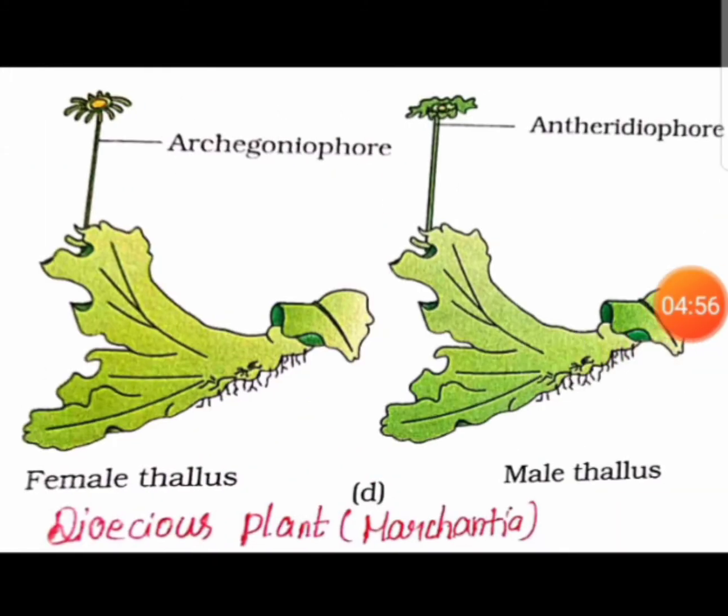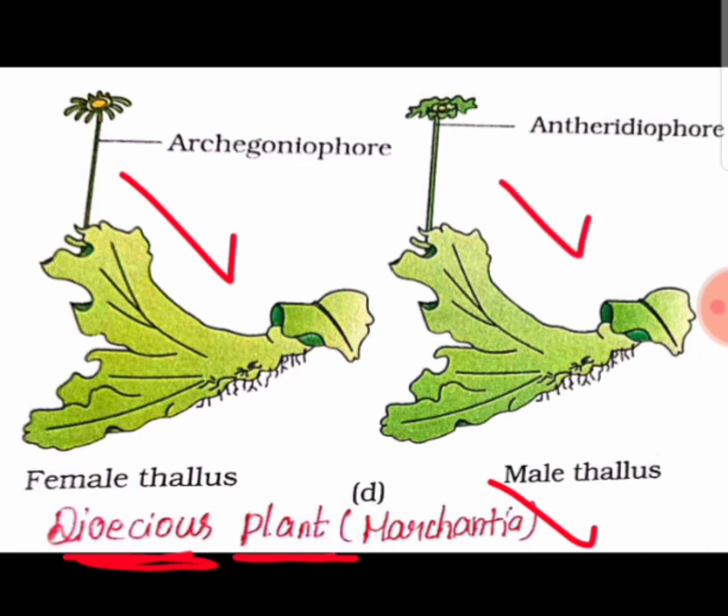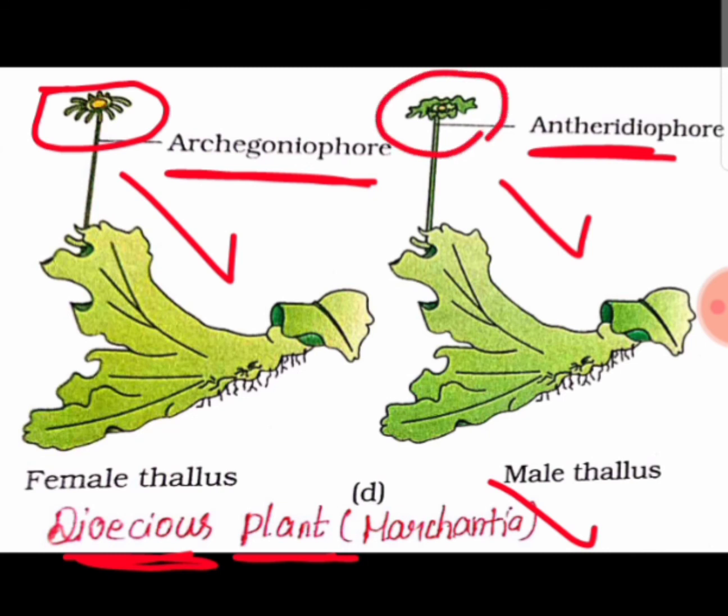Now in case of Marchantia. Marchantia is a bryophyte. It's a dioecious plant. Dioecious plant because here you can find the female thallus and male thallus on different plants. So female thallus is called archegoniophore and male thallus is called antheridiophore. You can see the differentiation between the structure of archegoniophore and antheridiophore. So based on that you have to designate female and male plant. Dioecious also called heterothallic.